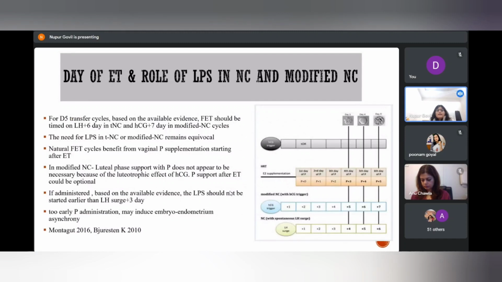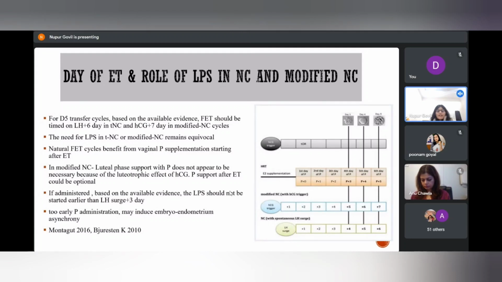So the day of embryo transfer and the role of luteal phase support. It was found that in natural cycles, luteal support actually helped increase the live birth rate. But in modified natural cycles, where an hCG trigger was given, luteal phase support with progesterone was not necessary because of the luteotrophic effect of hCG. So progesterone support after embryo transfer could be optional.